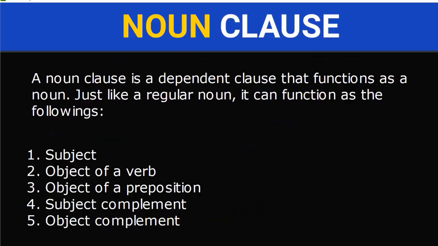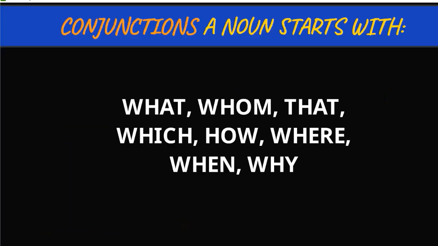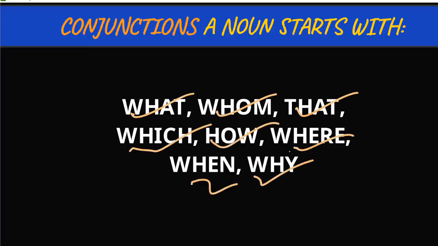Next, noun clause. A noun clause is a dependent clause that functions as a noun, as the name goes, noun clause. So just like a regular noun, it can function as the subject, as the object of a verb, as the object of a preposition, as the subject complement, as the object complement, as a regular noun does. Now, note this. Noun clauses always start with these conjunctions: what, whom, that, which, how, where, when, and why. It's very important, right? These are the conjunctions a noun clause starts with.